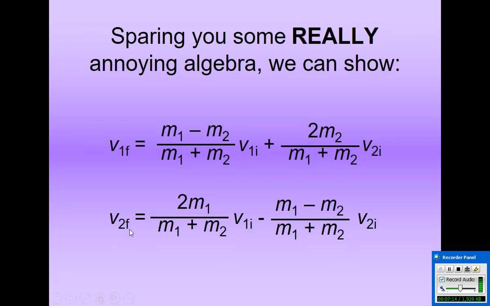For the other object, the one with the small mass, we get 2M1 over M1, which is about equal to 2. So 2 V1 initial. And then we get M1 minus M2 over M1 plus M2, which is basically equal to 1 because M1 minus M2 is still close to M1. M1 plus M2 is still close to M1. This cancels out and we have V2 initial there.